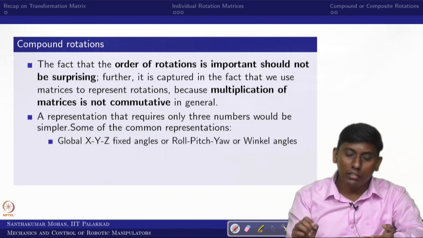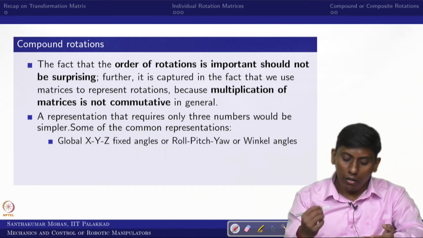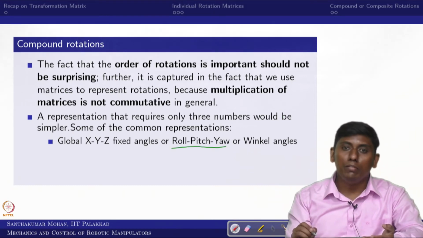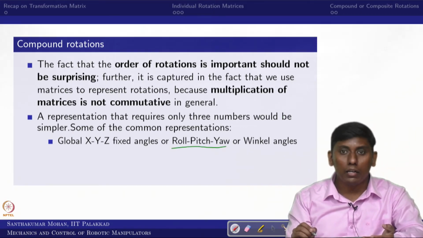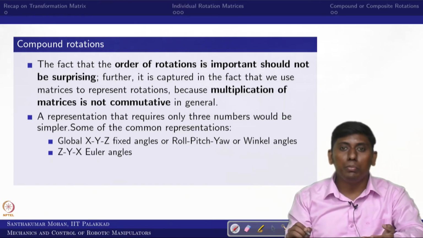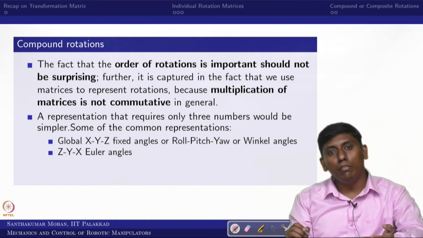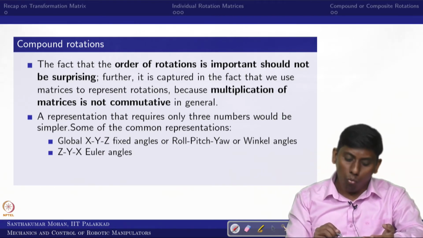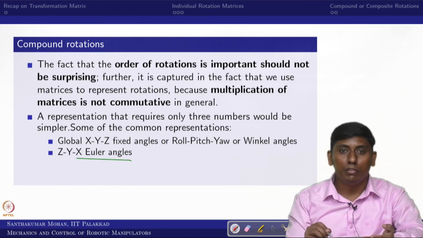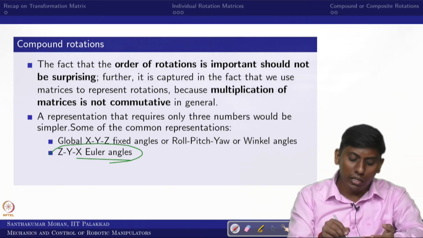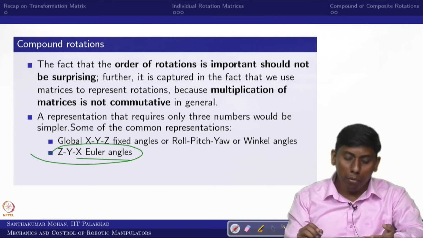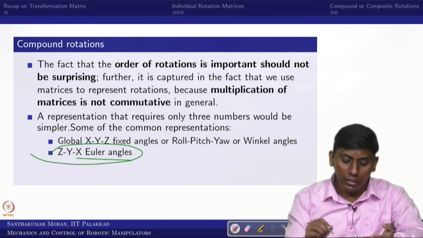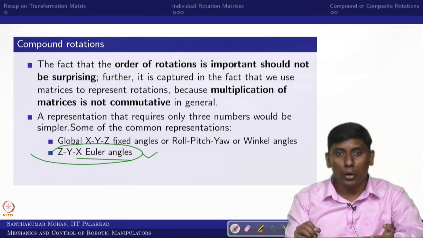So let us move to the next representation. I already said globally we call this roll pitch yaw or RPY angle, or some people call it the Winkel angle. Let us move to the other representation. Euler gave 12 conventions, but we are going to use one, which we call the ZYX Euler angle. There are other representations, but this is universally used, especially in the mobile robot community and the manipulator community.